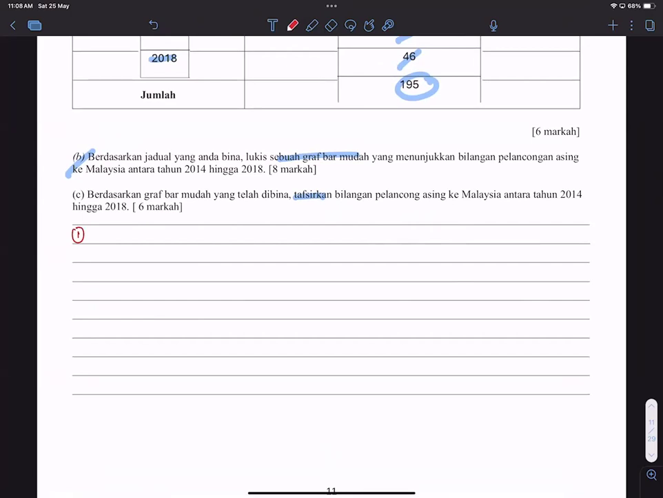What do we write for the first mark? Refer to the bar graph, line graph, and then the combined graph, right? So we start from there. The keyword is "menunjukkan". So after "menunjukkan", copy all the tajuk from the questions. Then starting from the menunjukkan, bilangan pelancong asing ke Malaysia antara blah blah blah. Everything's here. Okay, so that's your pendahuluan, first mark.